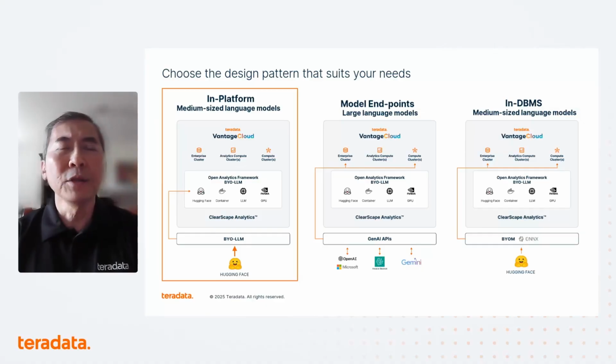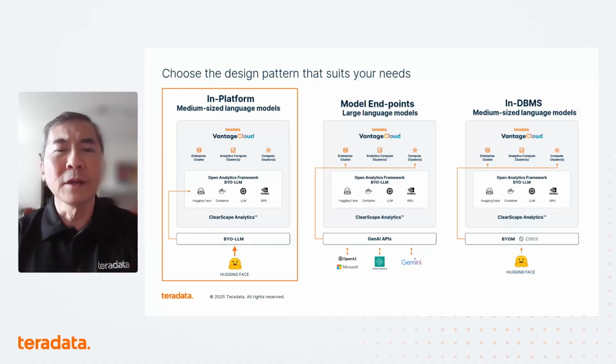The second pattern is shown here in the middle. It is available for users who want to run inference using large language models offered by cloud service providers. The cloud service providers that we offer at Teradata are AWS Bedrock, Azure OpenAI, and Google with Google Gemini. In this case, users can use their own CSP account to securely run inference with Vantage data.